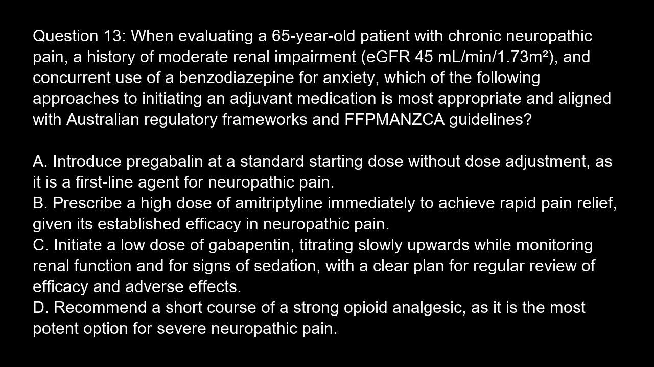Option A. Introduce pregabalin at a standard starting dose without dose adjustment, as it is a first-line agent for neuropathic pain. Option B. Prescribe a high dose of amitriptyline immediately to achieve rapid pain relief, given its established efficacy in neuropathic pain. Option C. Initiate a low dose of gabapentin, titrating slowly upwards while monitoring renal function and for signs of sedation, with a clear plan for regular review of efficacy and adverse effects. Option D. Recommend a short course of a strong opioid analgesic, as it is the most potent option for severe neuropathic pain.